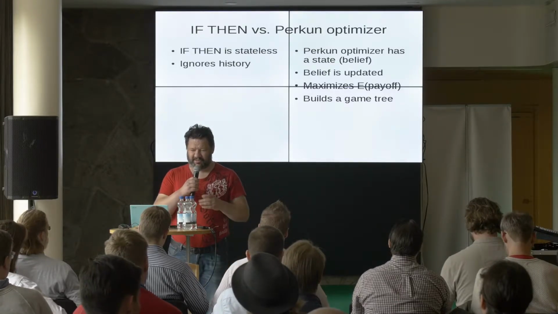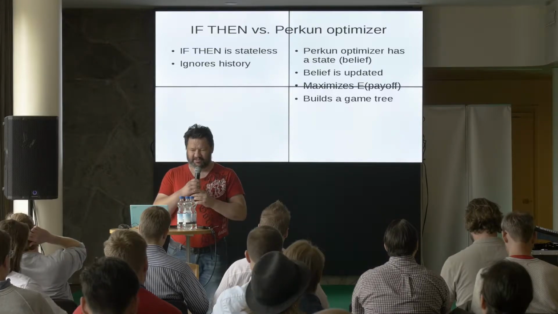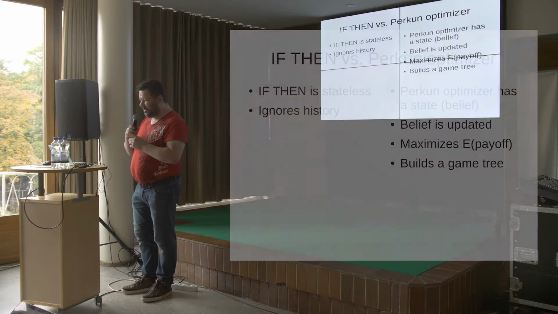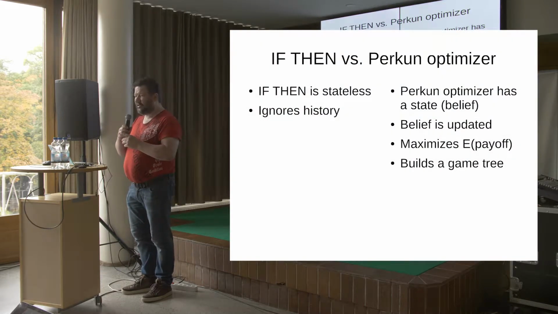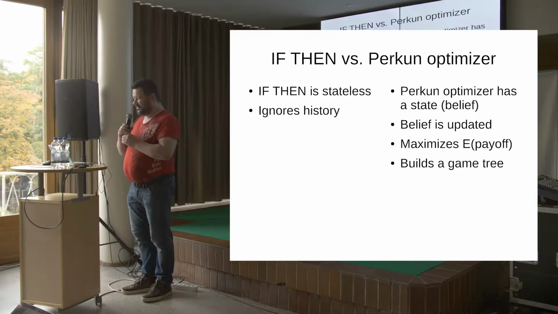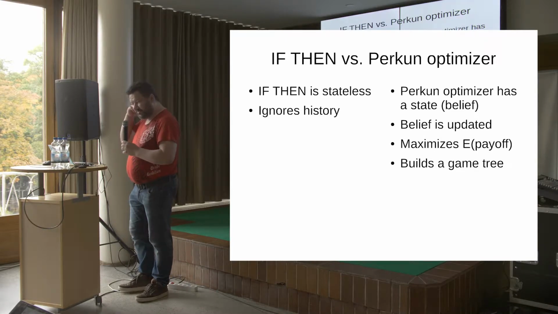What is the difference between a Perkun optimizer and the traditional if-then construct known from multiple programming languages? First of all, if-then is stateless. It doesn't have any state, it doesn't have memory, it doesn't remember even its own actions, and it ignores history, therefore. So you might think about a human being or even any intelligent being as a function mapping input to output, but this is a naive approach. This is something that we want to make a little better.